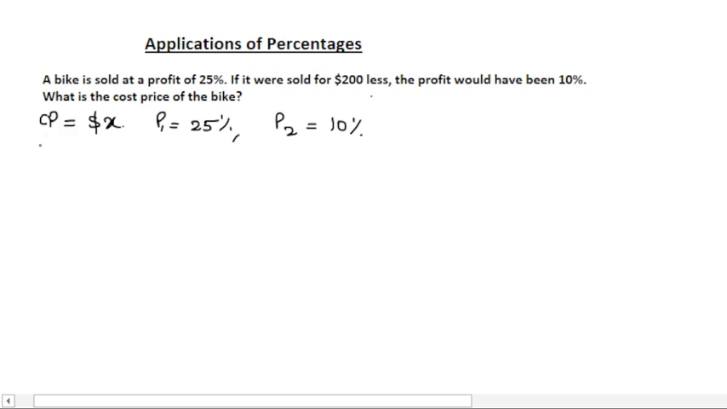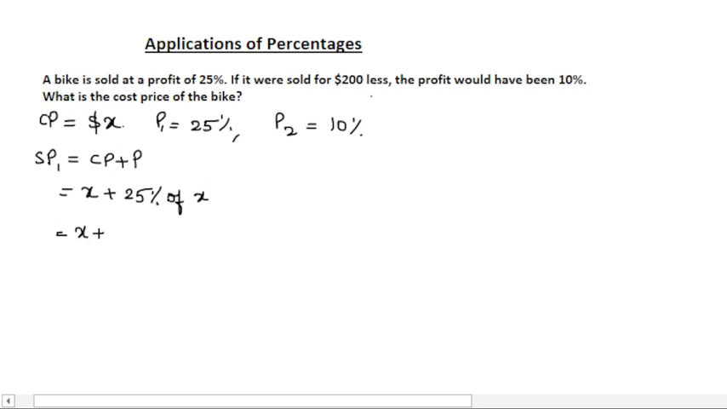So let us start by calculating the selling price of the bike. So I say the first selling price of the bike, SP1, is given by profit plus cost price, or cost price plus profit. Now my cost price is X. We had assigned a variable X here and my profit is 25% of X. Always calculated on the cost price.